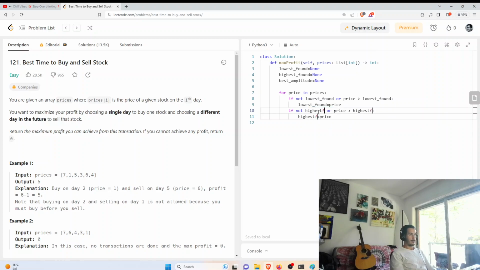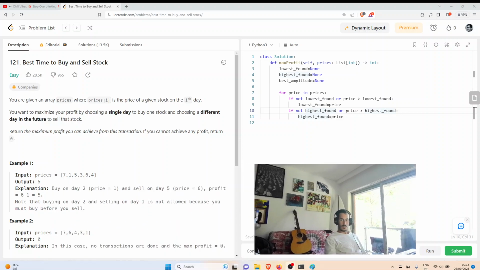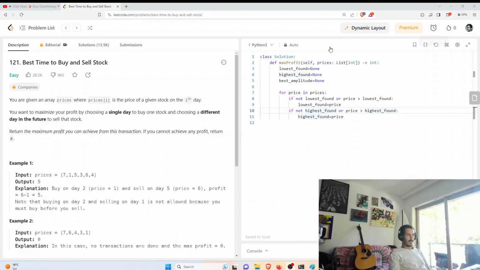Okay, and Windows already changed my keyboard again. If you guys have this issue, you just go over here and change it back to what you want. I've done some videos where I was just typing, trying to remember what the English keyboard looked like.